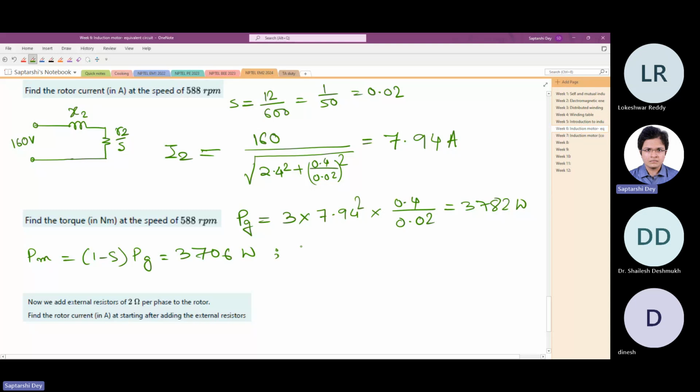Hence the torque that we are getting is 3706 divided by 588 times 2 pi by 60, which is 60.2 Newton meter.